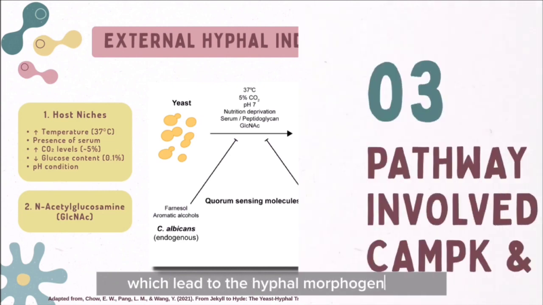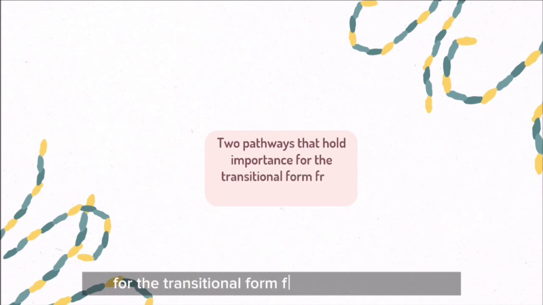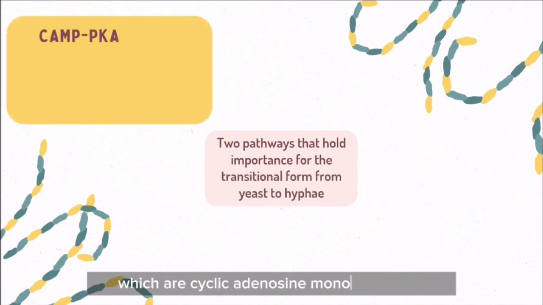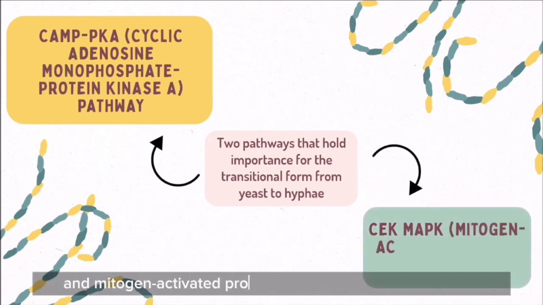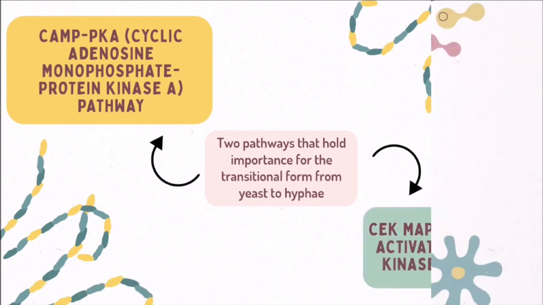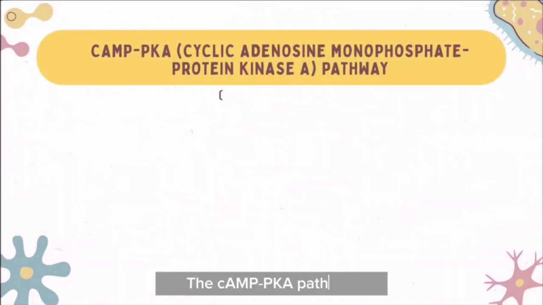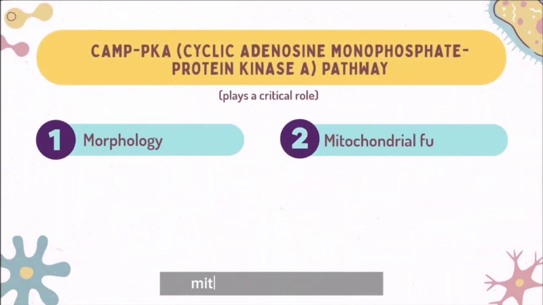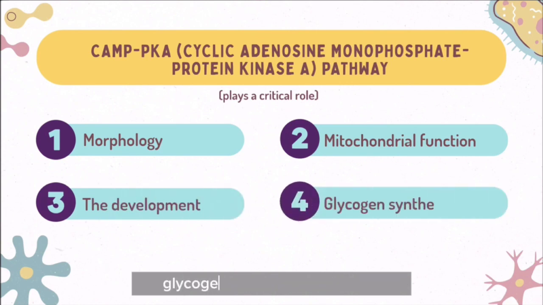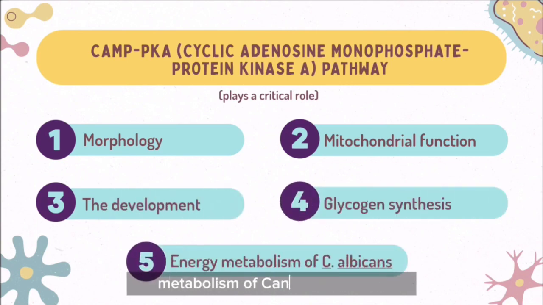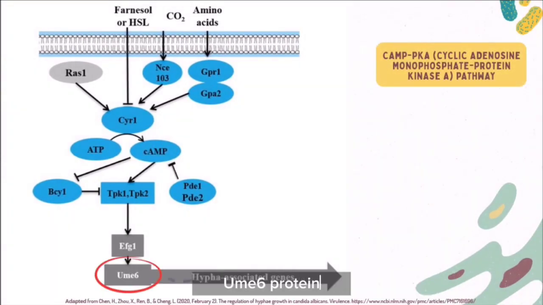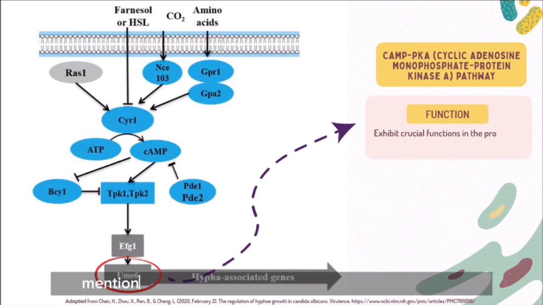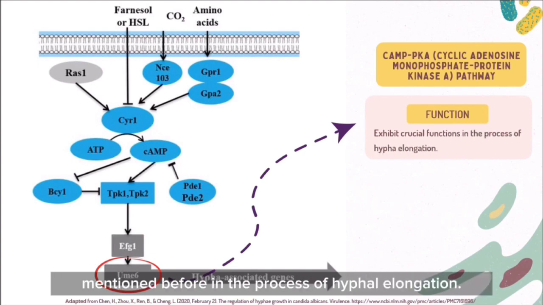which leads to the hyphal morphogenesis. There are two pathways that hold importance for the transitional form from yeast to hyphal, which are the cyclic adenosine monophosphate protein kinase A pathway, cAMP-PKA, and the mitogen activated protein kinase pathway, CEK-MAPK. The cAMP-PKA pathway plays a critical role in morphology, mitochondrial function, development, glycogen synthesis, and energy metabolism of Candida albicans. All of those are possible by the production of UME6 protein, which is known to exhibit all the crucial functions mentioned before in the process of hyphal elongation.